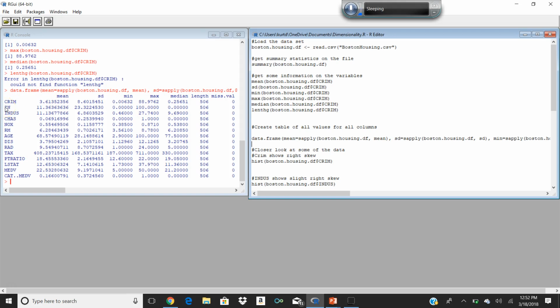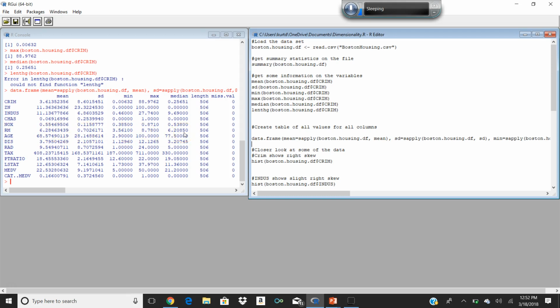Same thing can be said of the zone. That's looking like it's set up that way too. The industry is a little bit higher. It's not such a right skew distribution. And if you look at the average number of rooms per home in the neighborhood, you've got 6.28 as your mean, and over here your median is 6.20.